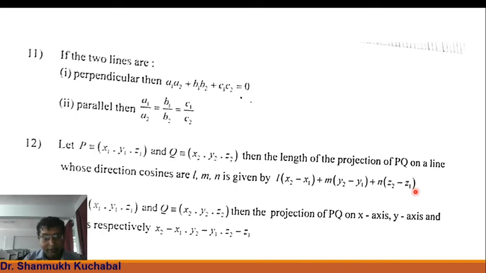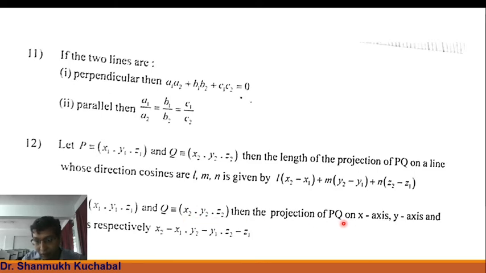So like this we can find the length of the projection of PQ on a line whose direction cosines are given. I am not only discussing the formula, I am also telling you simple hints and tricks for how to remember it. Frequently you should go through it, and you will really become a master in 3D geometry. The next point: P has coordinates x1, y1, z1, and Q is x2, y2, z2.